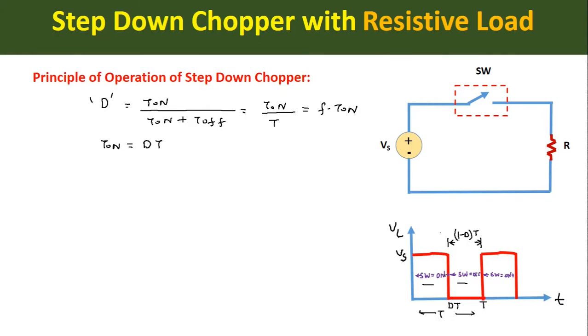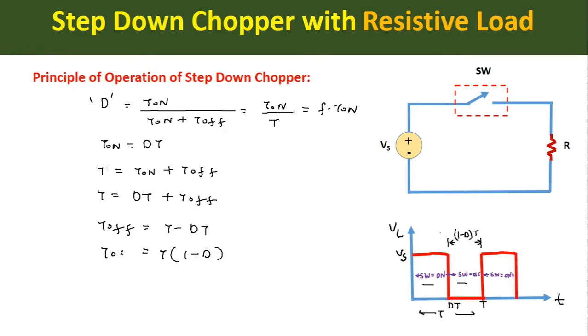Now from this output waveform we can see that the total time period or chopping period T is equal to on period of the switch plus off period of the switch. So when we put this equation of on period here, we will get T is equal to dt plus off period of the switch. Therefore off period of the switch will be equal to T minus dt, which is equal to T into (1 minus d). So here the off period we are getting is (1 minus d) into T.